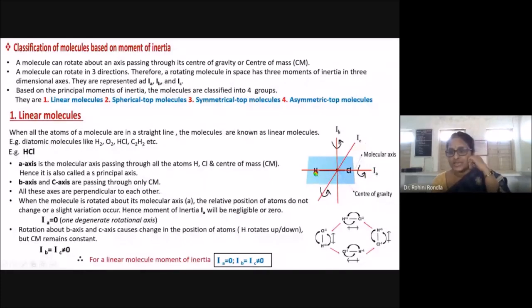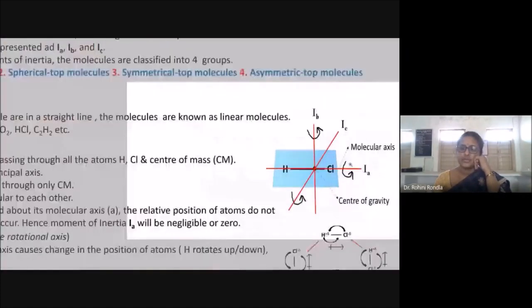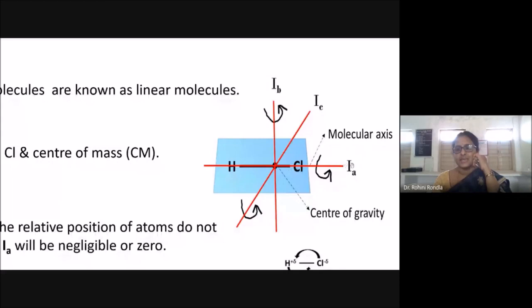See this HCl molecule. This is like the x-axis, but we are showing it as the A axis, and this is the B axis, and this is the C axis. These axes A, B, C are perpendicular to each other. And these 3 axes are passing through the center of gravity.